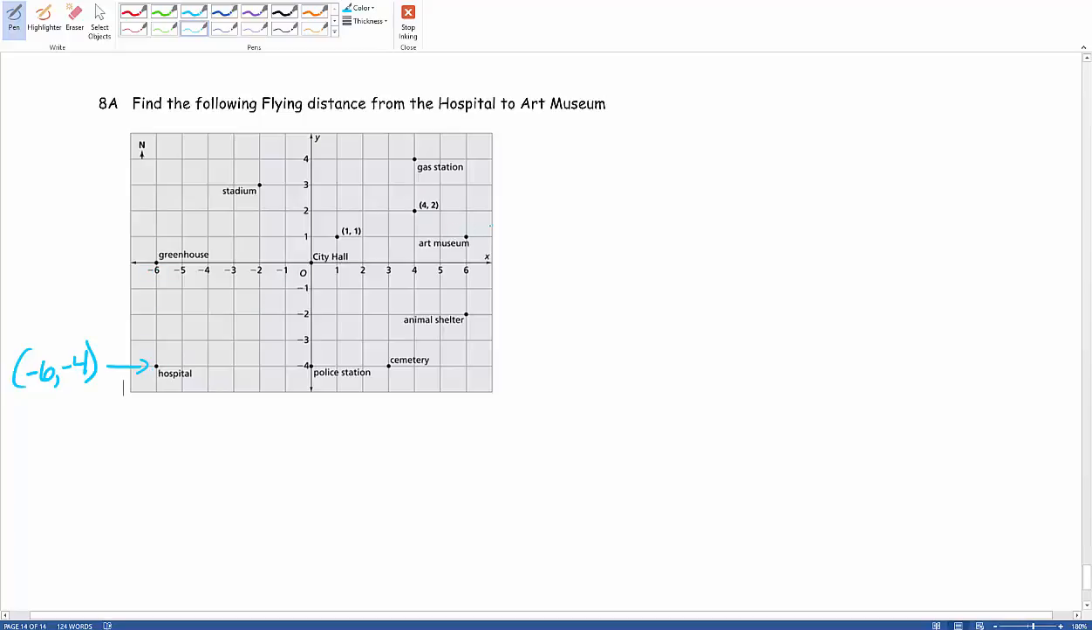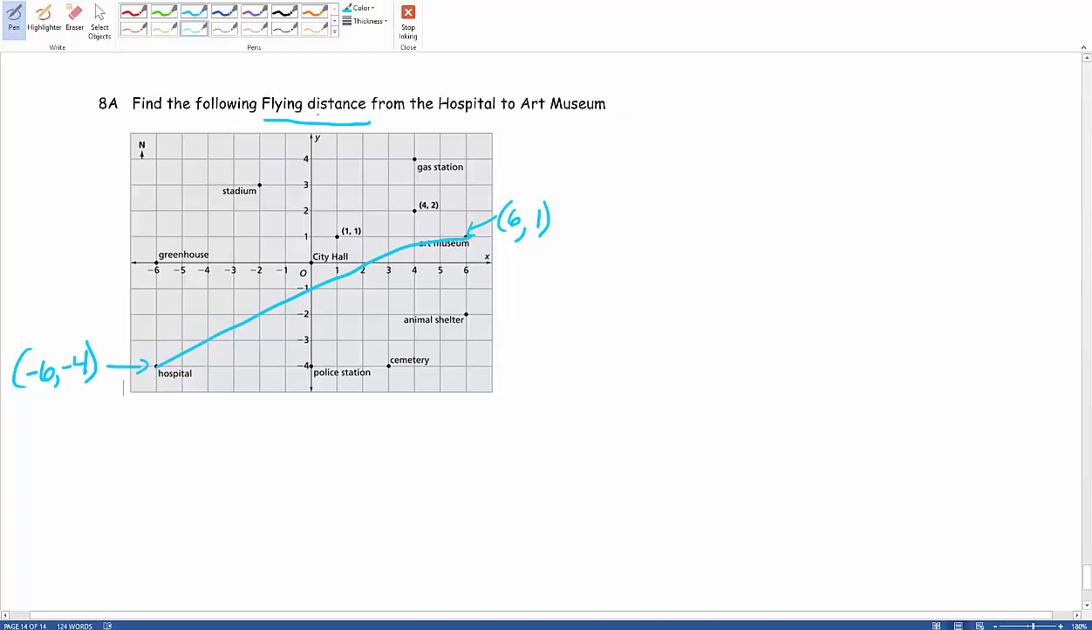The art museum, on the other hand, is located right over here for a point of 6 for the x value and then 1 for our y. Now, again, we're trying to figure out what is the flying distance between those two. So we're not doing like we were with 7a. We're trying to figure out what is this flying distance. So imagine if you had a helicopter and you were flying straight to there.